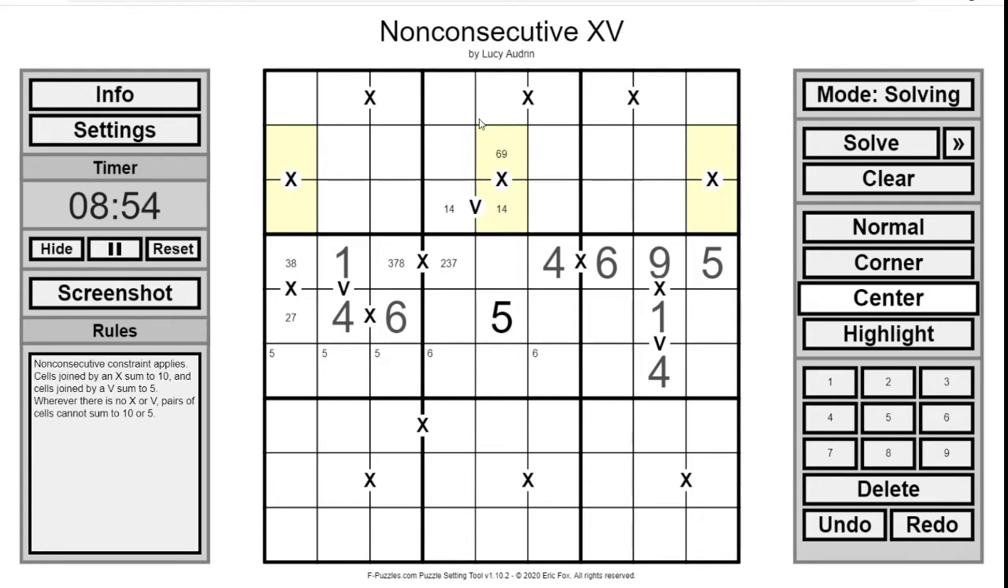1, 4, and 6, 9 are ruled out of this X. So it can only be 2, 8, 3, 7.